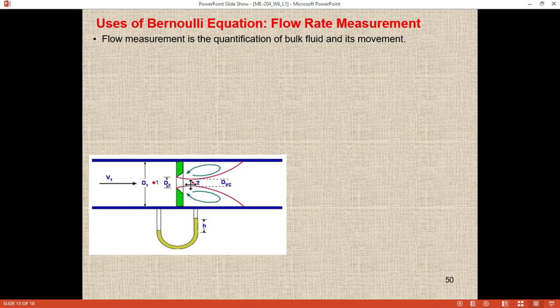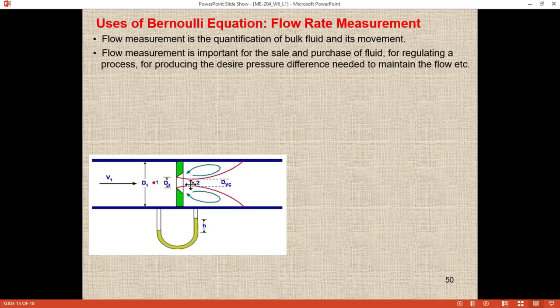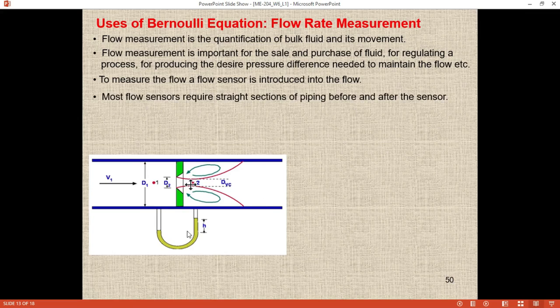To measure the quantity of fluid, we need a flow measuring device. The flow measuring device is also important for the sale and purchase of fluid, for regulating a process, for producing the desired pressure difference, and for maintaining the flow rate. For a process also, we need to regulate a particular amount of fluid per unit time. So for all these, it is very important to know the flow rate of the fluid. To measure the flow, a flow sensor is introduced into the flow. A flow sensor basically determines the pressure difference across the flow measuring device. Here you can see the flow measuring device.